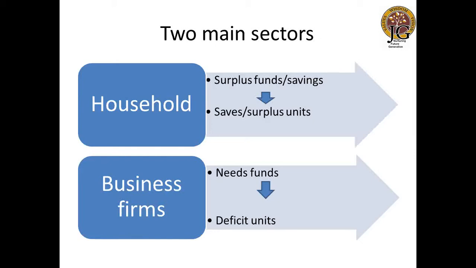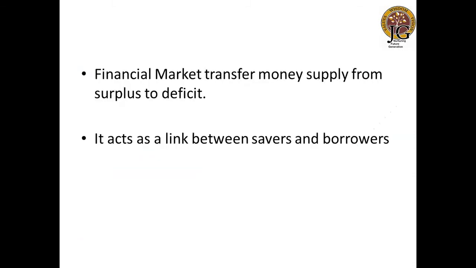Household includes people like us, means we people do savings. So we have surplus fund, that is surplus unit. Business firms involve companies. They are in need of finance and as such they are known as deficit units. Financial market transfers money supply from surplus to deficit. Surplus means household. Household involves people like us. And deficit here means the business firm, means the companies.